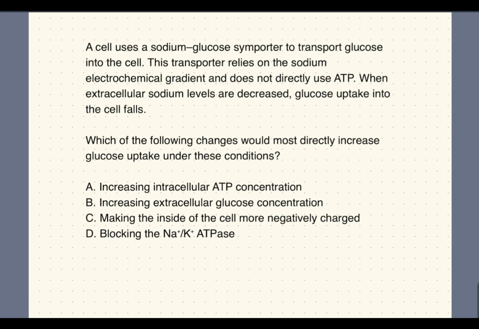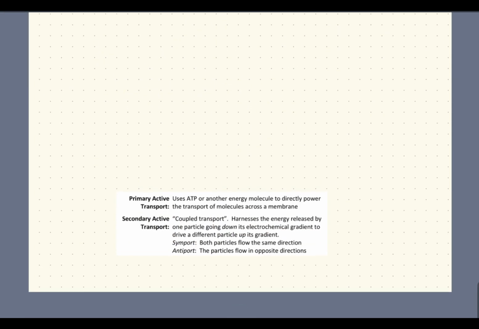To start, it's important to notice that the question mentions it does not directly use ATP. This, as well as the details in the question, are clear indicators of secondary active transport. But what is secondary active transport and how is it different from primary active transport?